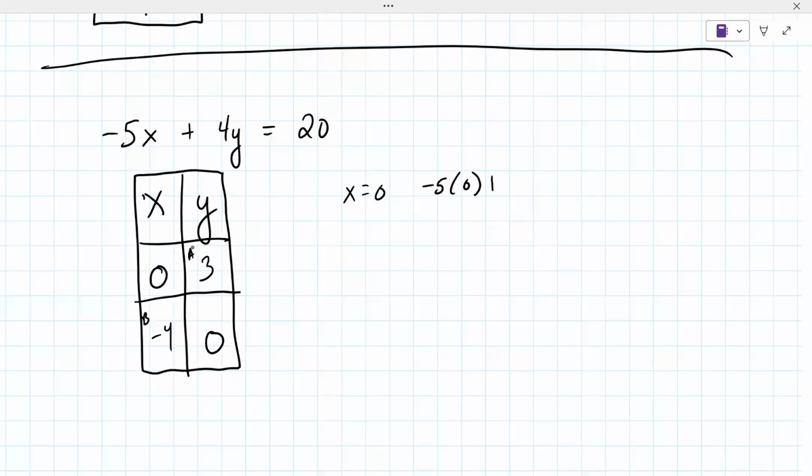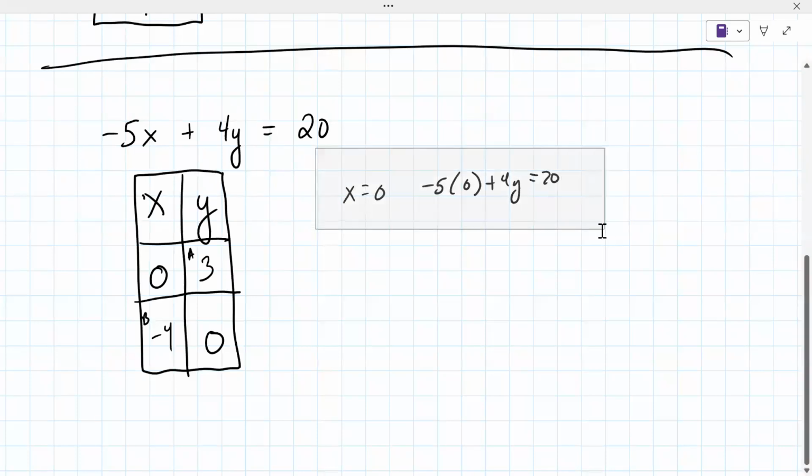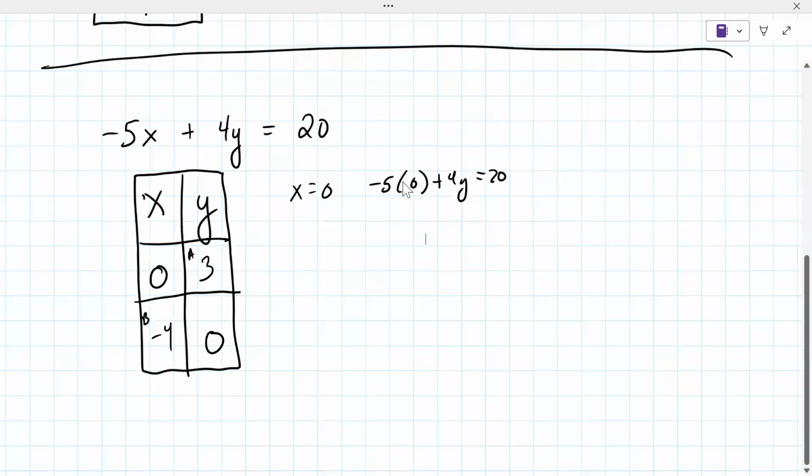Okay, so in the first one, x is equal to 0. Minus 5 times 0 plus 4y equals 20. Do you have something like that written down? Yes. Okay. 0 times anything is 0, so this becomes 4y equals 20. That is not 3. 4.